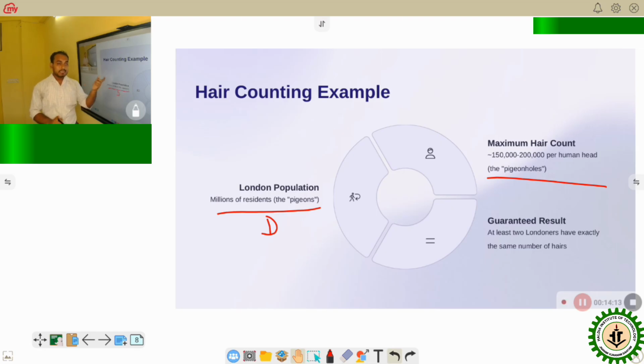So using the pigeonhole principle, if the number of elements in the domain is greater than the number of elements in the codomain, we can claim that at least one element of the codomain receives more than one element from the domain. Here the codomain consists of the maximum hair count and the domain consists of the population. So the hair count is less than the population. So using the pigeonhole principle, we can guarantee that at least two of the people will have the same number of hair.